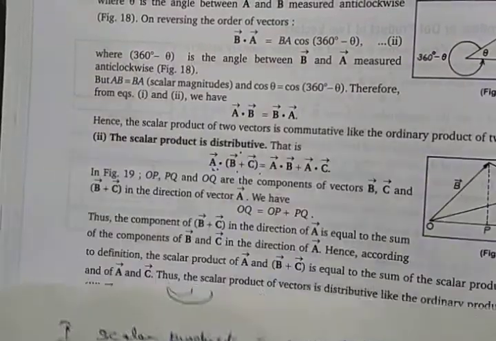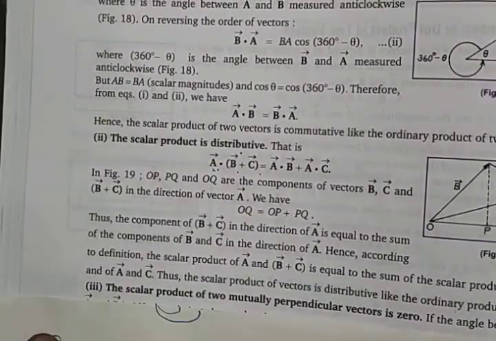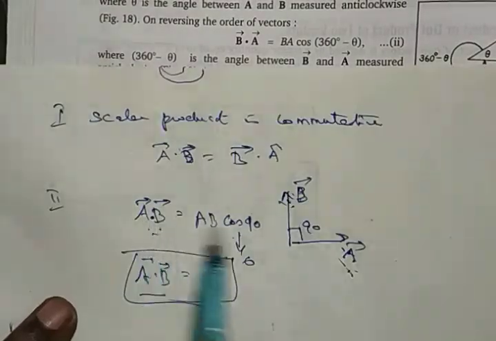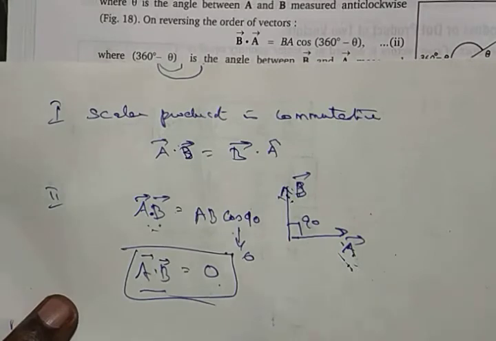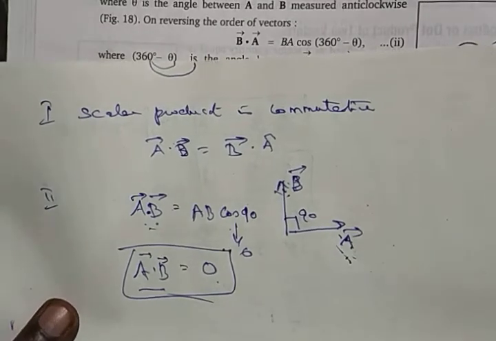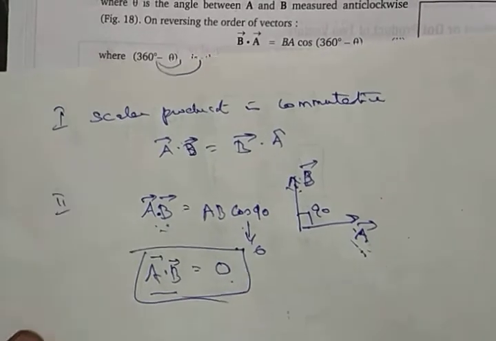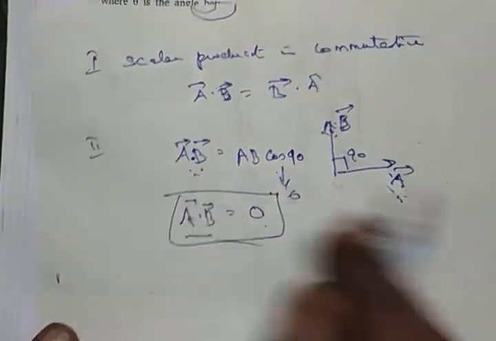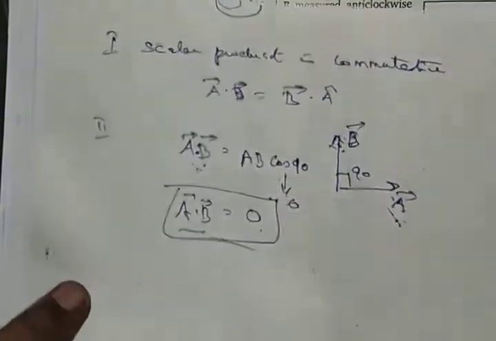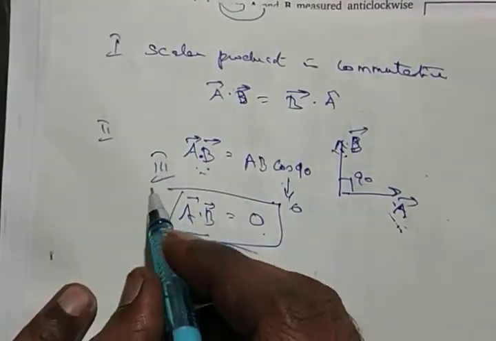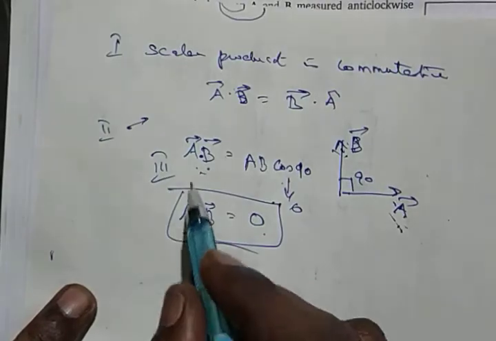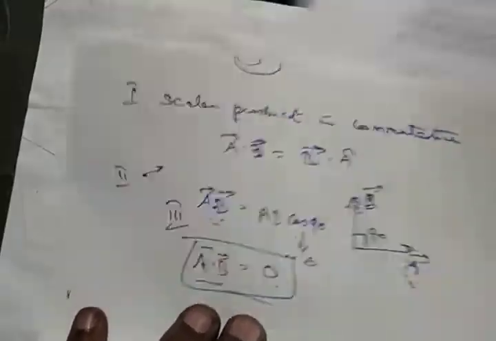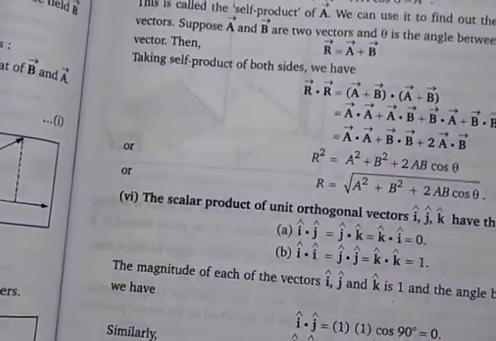So, write down: the scalar product of two mutually perpendicular vectors is going to be equal to 0. Write this same part and you will be able to get a little highlight of it. Now, we have seen the second one, which is distributive, and the third one, which is 90 degrees. The fourth one is the scalar product of two parallel vectors.